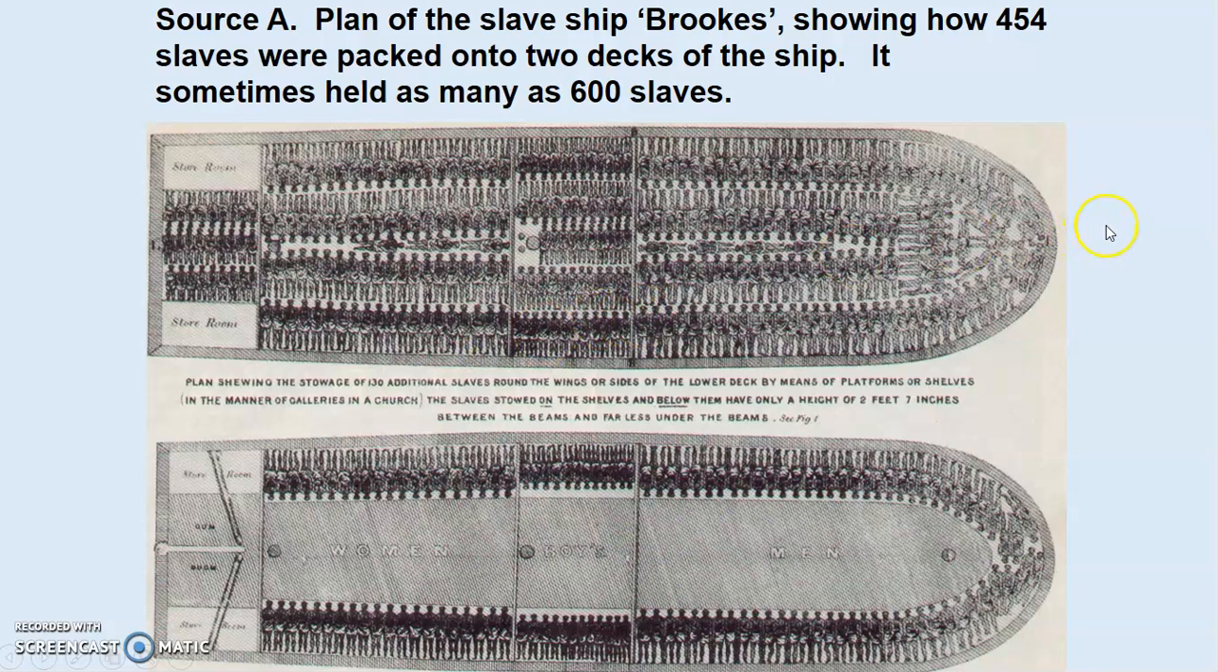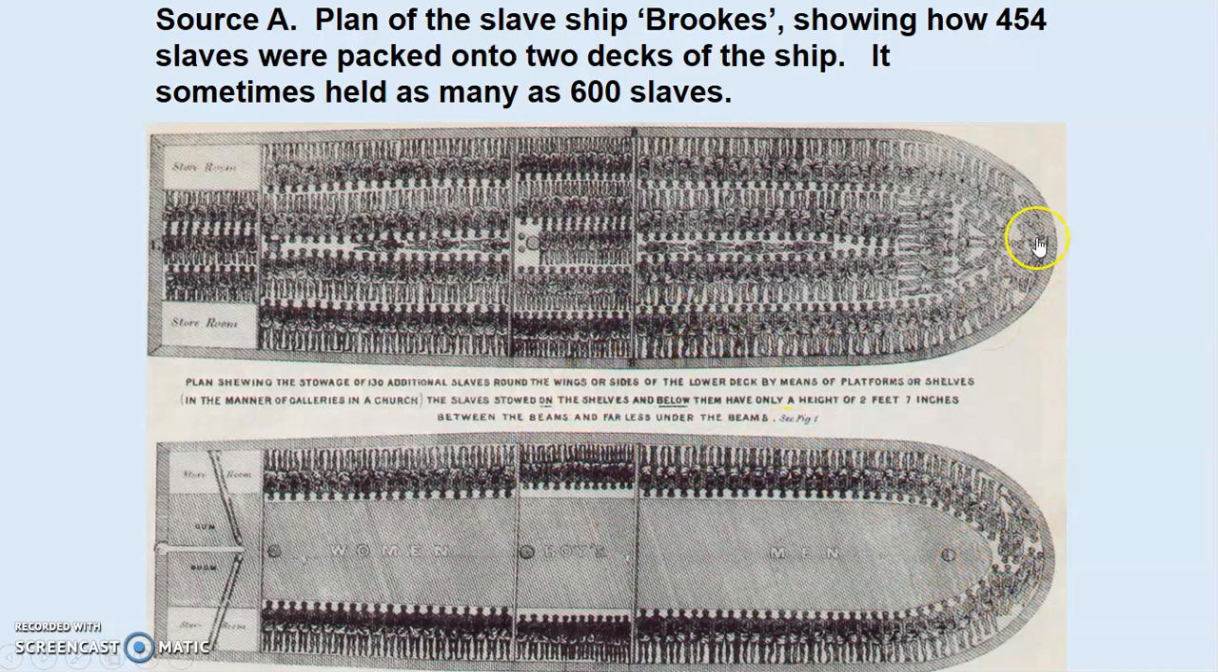It's an image of a plan of a slave ship called the Brooks. The image was produced in the early 19th century, actually by people who wanted to ban the slave trade, to show you the conditions in which people were kept. So you can see here you've got the plan of the ship. This would be underneath the deck of the ship, and you can see how people were laid out and chained together in order to stop them from moving.